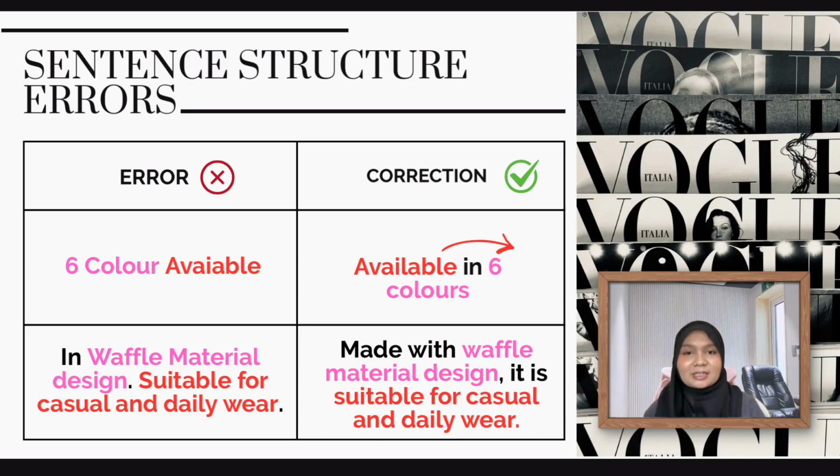Going through the sentence structure errors, you have the first example, the pink part that is "6 colors." When we look at 6, we know that it is more than just one. It should be in plural form. I made the correction into "available in 6 colors." I included "in" in the sentence to make the whole sentence flow smoothly.